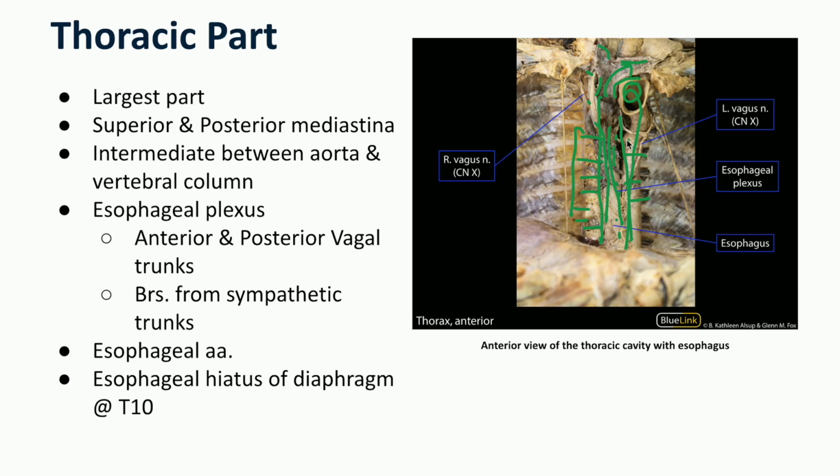The esophagus has esophageal branches from the thoracic aorta, supplying it with blood. And it is going to dive down deep through the diaphragm, which we can see here. It goes through the esophageal hiatus of the diaphragm, which you can't see here, but is located at about the level of the 10th thoracic vertebra.